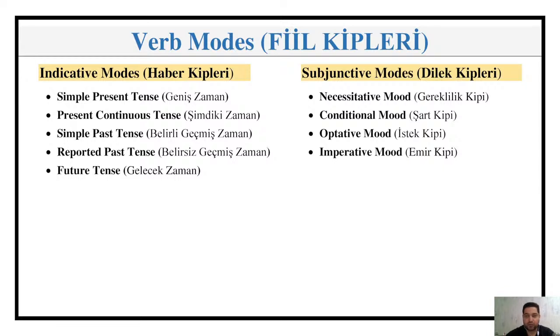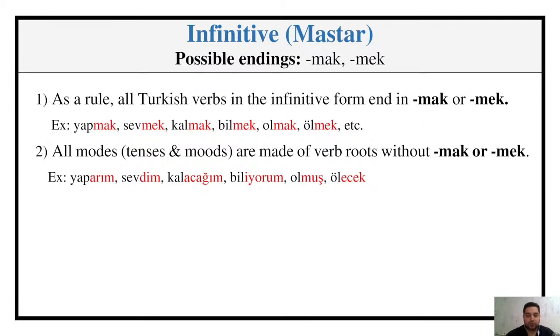Just as a refresher, of course, we have to remember that all Turkish verbs in their infinitive form always end in mak or mek, and whenever we construct different tenses or moods out of these verbs, we have to use only the root, which means we have to throw away the mak or mek ending before we construct any tense or mood.